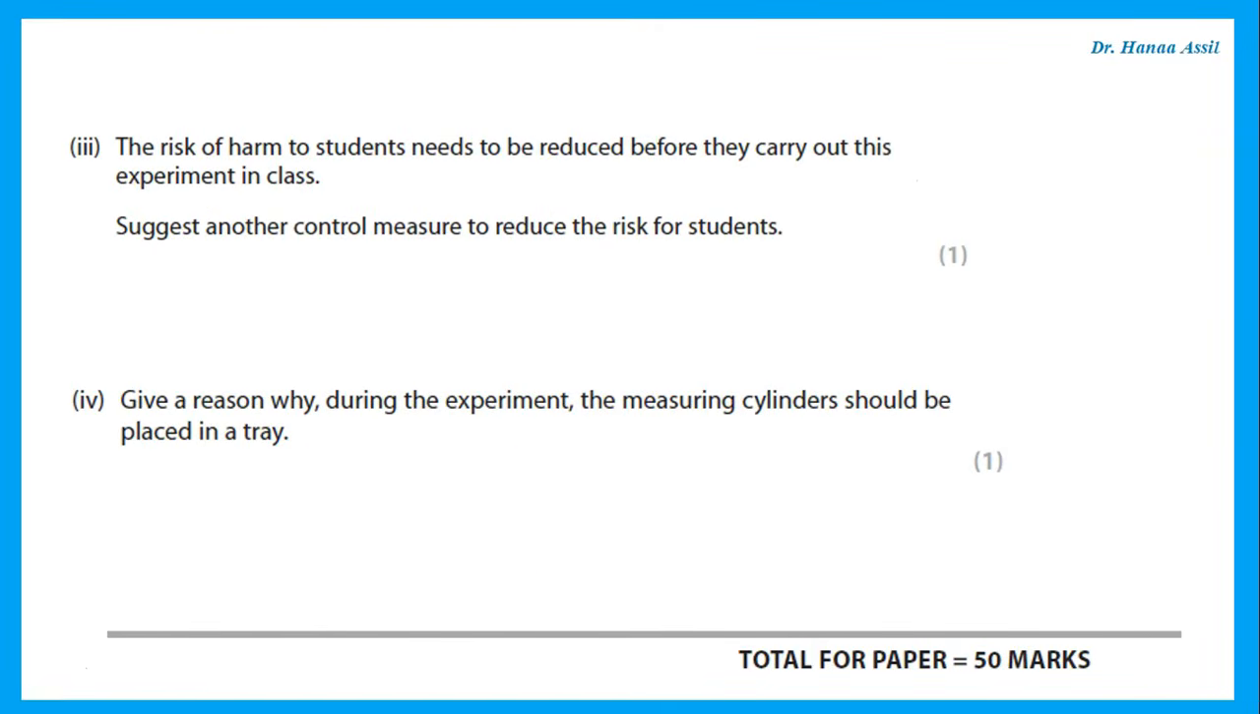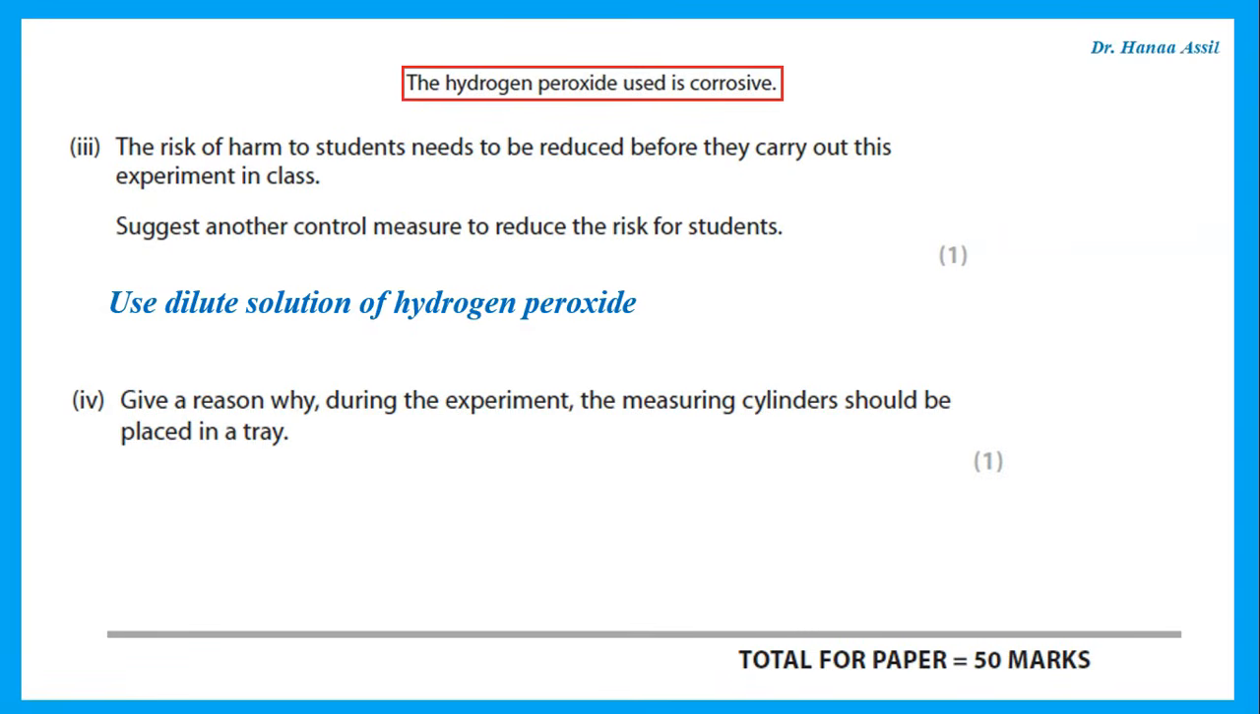The risk of harm to students needs to be reduced before they carry out this experiment in class. So, another control measure to reduce the risk for students. We're saying wear gloves. What else can we do? If the hydrogen peroxide is corrosive, then another method of reducing the risk would be to dilute the solution, or add water to the hydrogen peroxide so that the solution is not too concentrated, so that there is less risk due to the fact that it is corrosive.